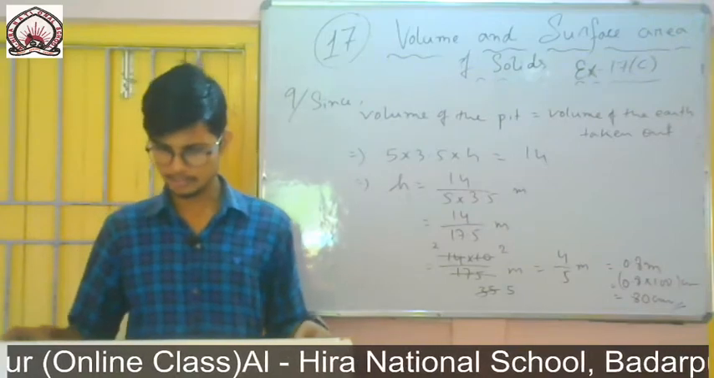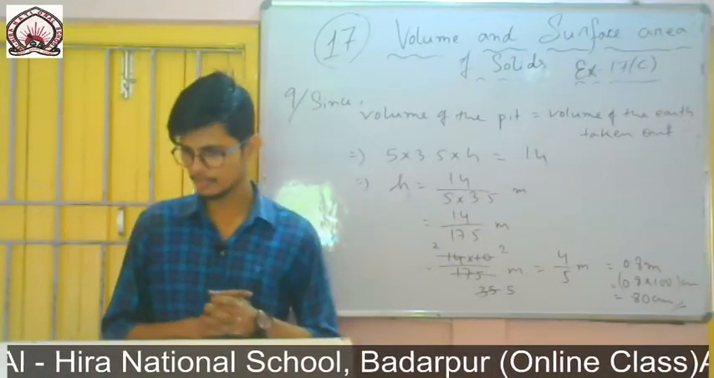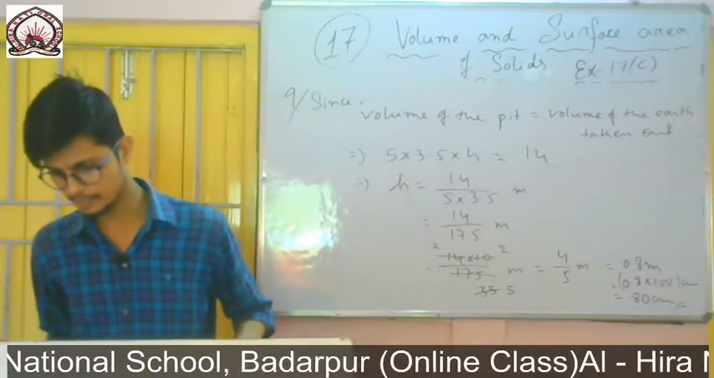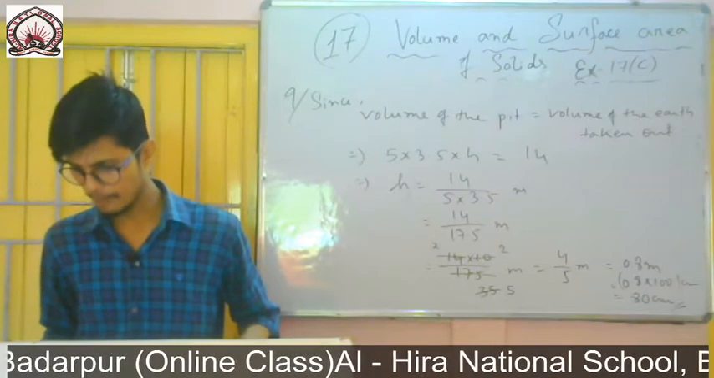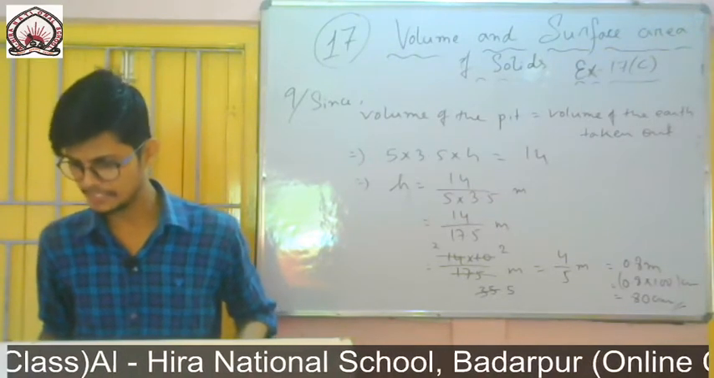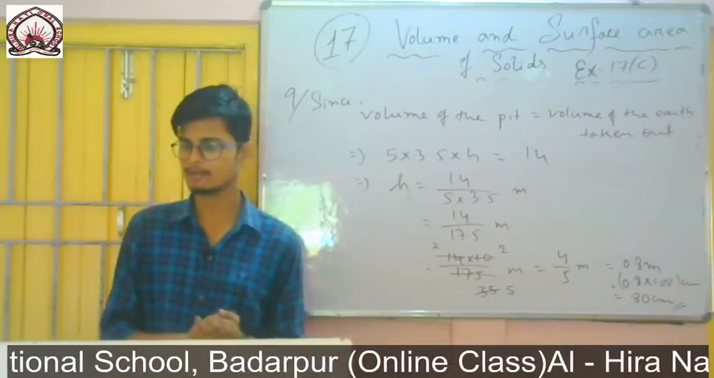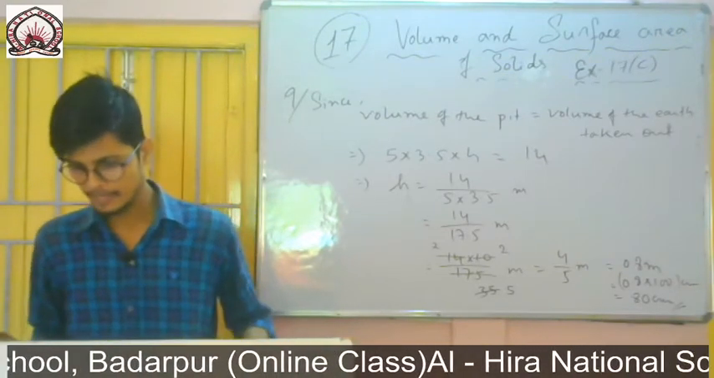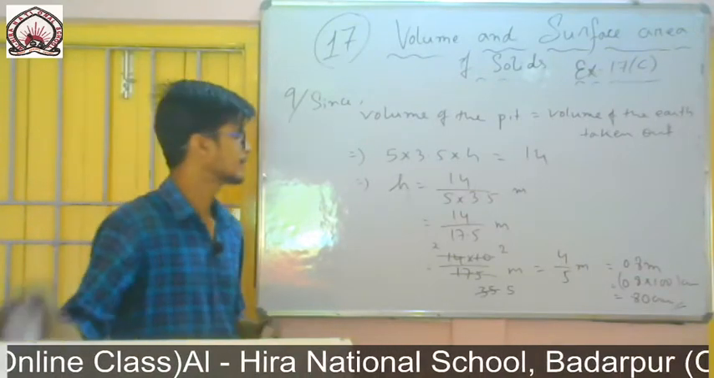Okay, so now question number 10, the last question of today's class. The dimension of field are 15 meter by 12 meter. A pit 7.5 meter long, 6.5 meter wide and 1.5 meter deep is dug at one corner of the field. The earth removed is evenly spread over the remaining area of the field. Calculate the raise in the level of the field.